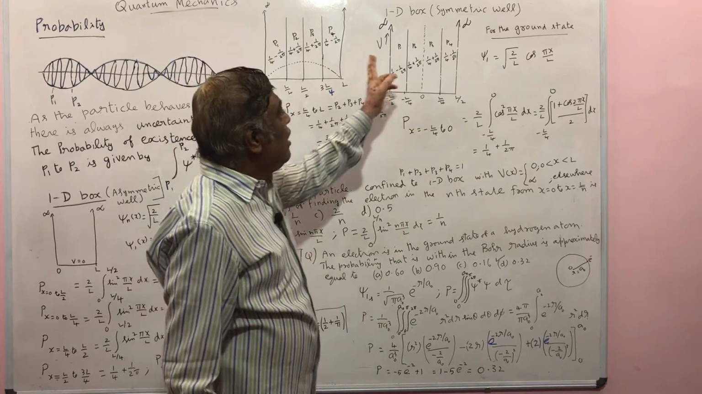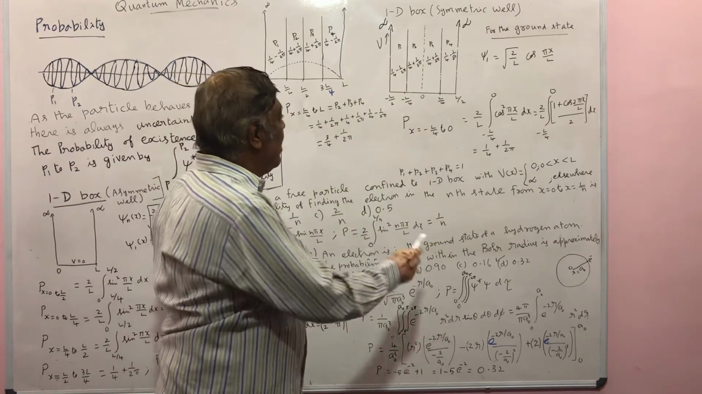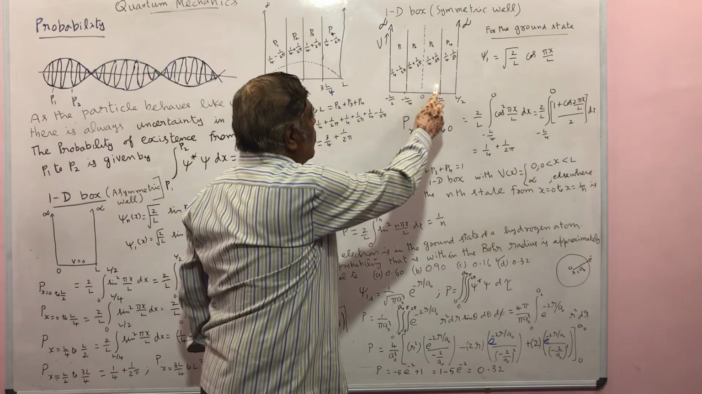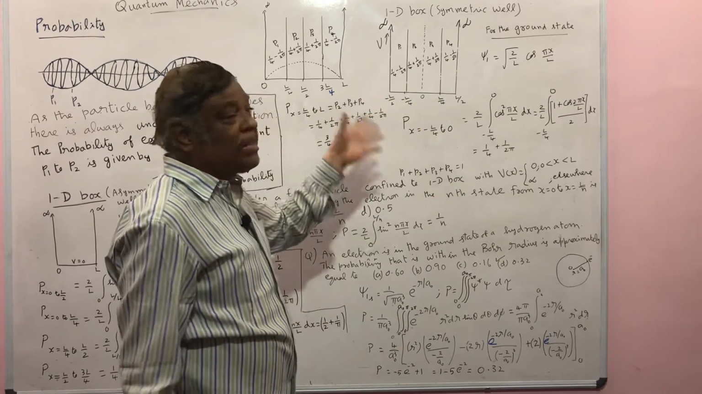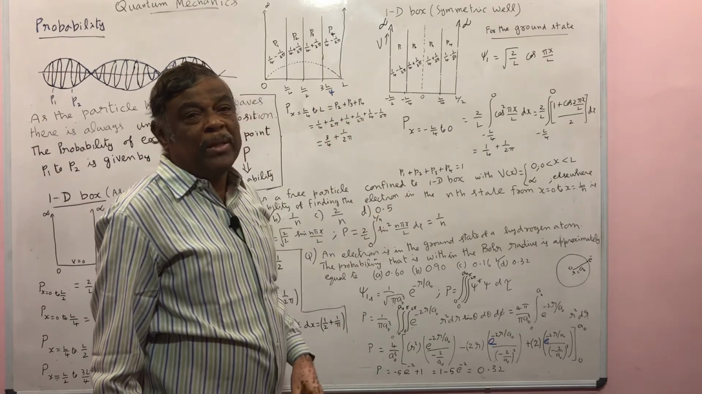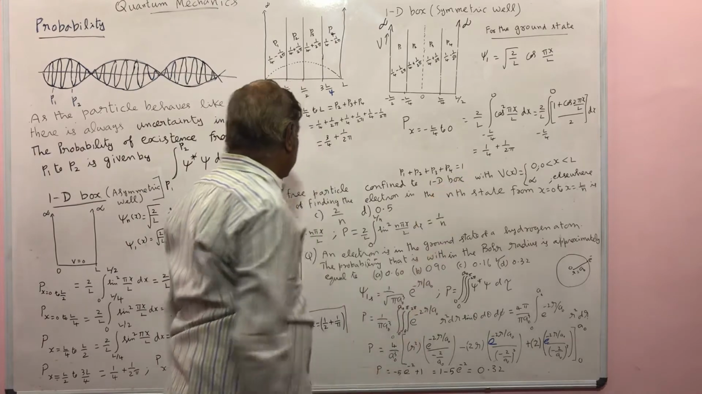Again, if you add all the values, the probability of finding the particle anywhere within this well is the sum of all the probabilities P1 plus P2 plus P3 plus P4, which is 1. That means the particle is always within the well. The probability of finding the particle within the well must be 1. So that can be easily checked.